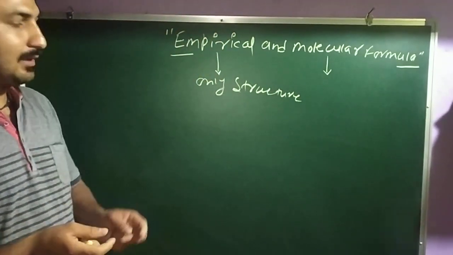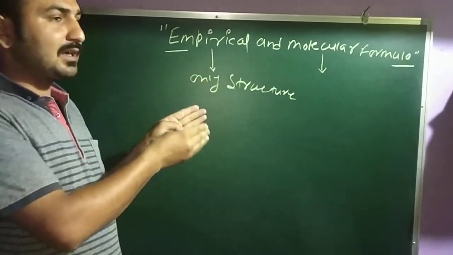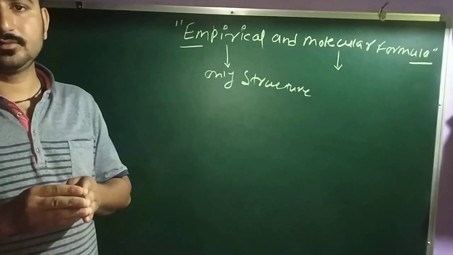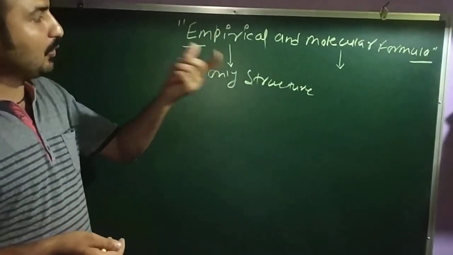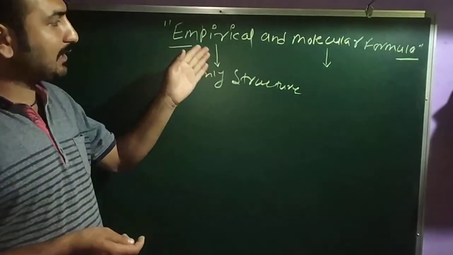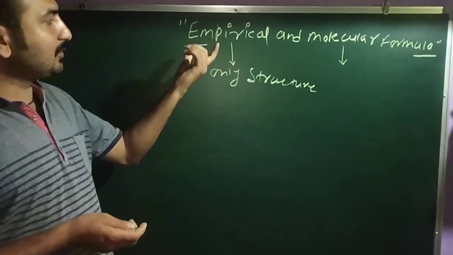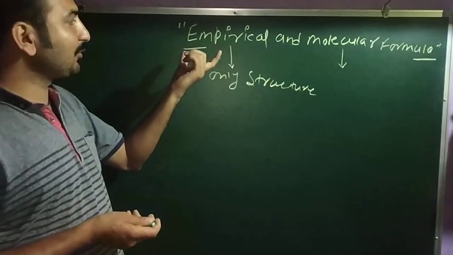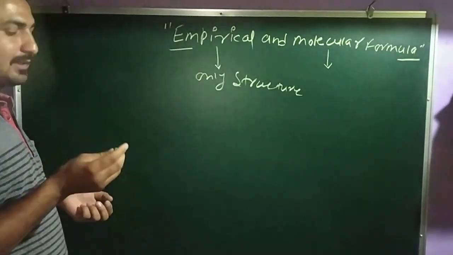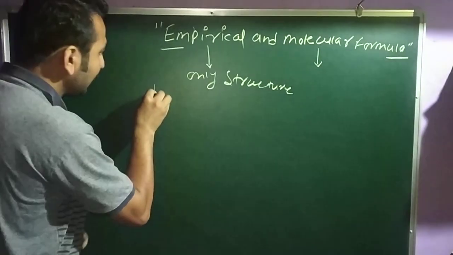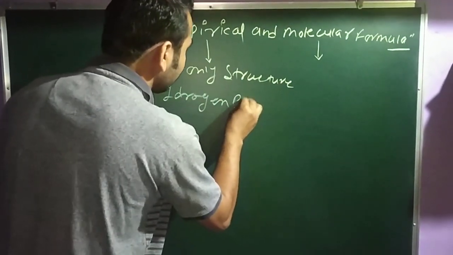Only structure. That means you should know the structure, that in any formula how many atoms are combining. You can say this empirical formula gives the simplest whole number ratio of various elements present in any compound. Which elements are present inside a compound, who will tell you this? The empirical formula will tell. For example, we will take from NCERT, you have hydrogen peroxide.